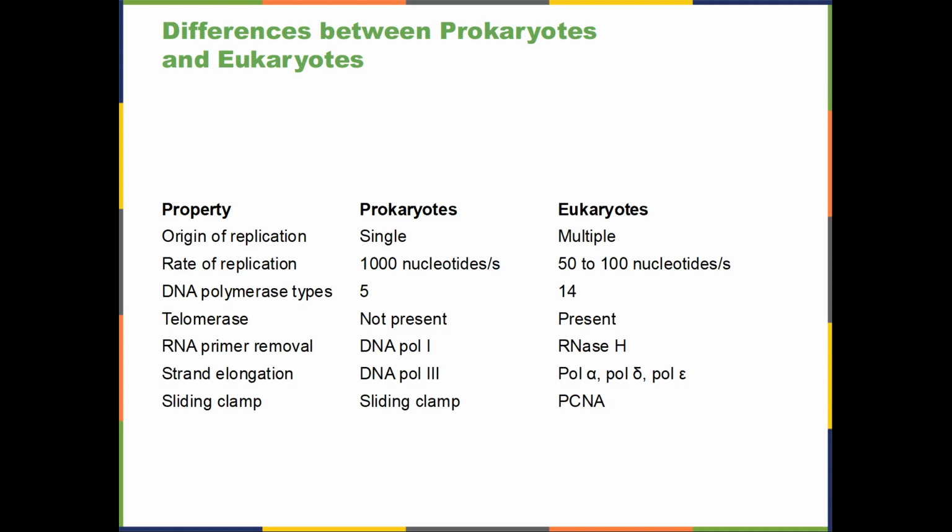All right, so we look at the rate of replication in prokaryotes. It's 1,000 nucleotides per second. All right, compared to eukaryotes, which is 50 to 100 nucleotides per second. All right, so think about this. If you're typing on the computer or your cell phone, and you're typing really fast, you're going to make more mistakes than if you were typing really slow.